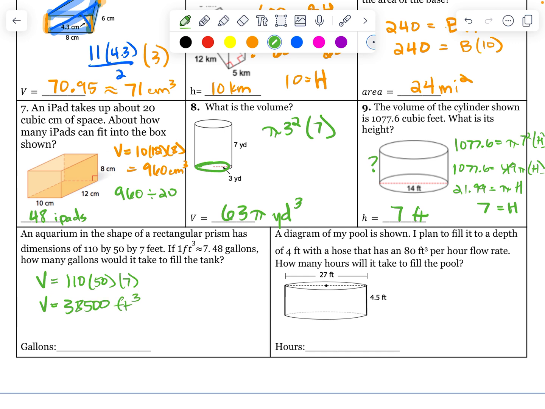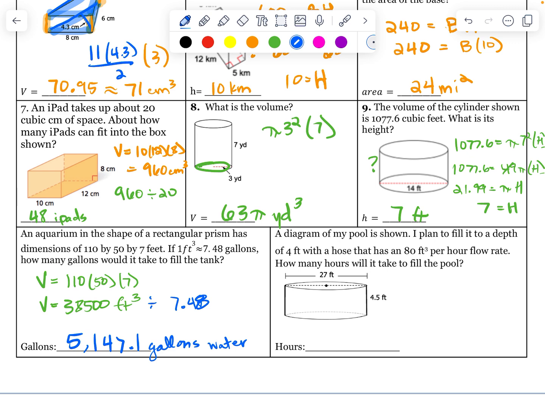So how many gallons are going to fit into that? So I'm going to divide by 1 cubic foot is that many gallons. 7.48. So it's going to take, that's a big aquarium, 5,147.1 gallons of water to fill that tank. Cool.